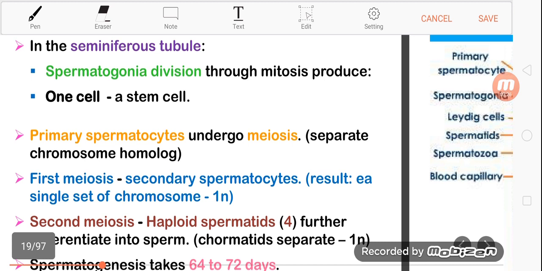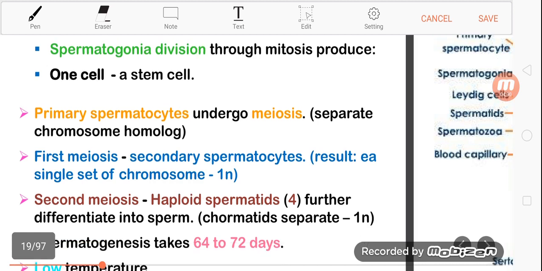And then now we call it secondary spermatocyte. The secondary spermatocyte enters the second meiotic division. The purpose of the second meiotic division is to separate the chromatids, whereas just now we separated the chromosome homologues. By the end of the second meiotic division, it will produce 4 haploid spermatids, and these 4 haploid spermatids contain chromatids.